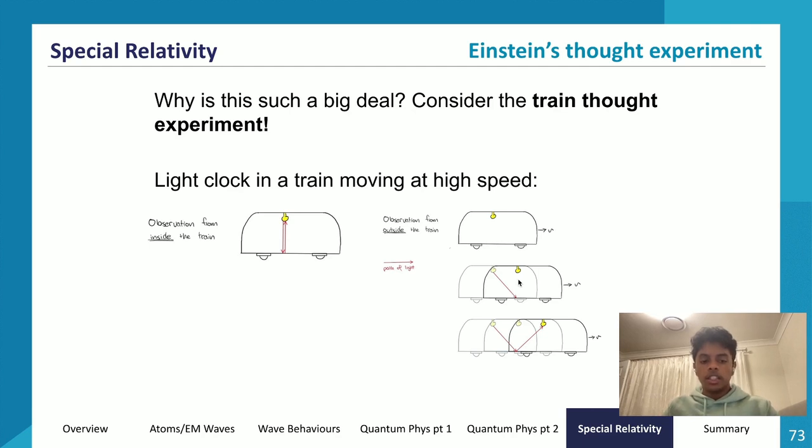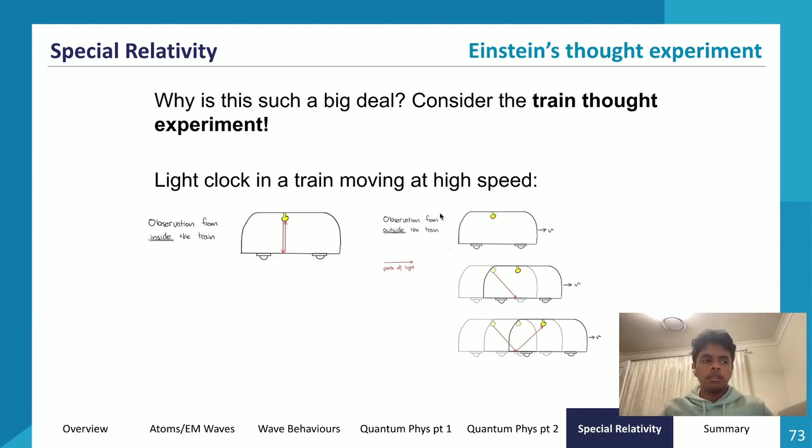So this is where the trippiness comes in. The thing here is that even though I see it traveling like a triangle, and from inside the train I see it traveling in a straight line, this all happens within the same time frame technically, right? So if I'm outside the train, I see light traveling a greater distance, but if I'm inside the train, I see light traveling a smaller distance, even though it all happens within the same time frame.